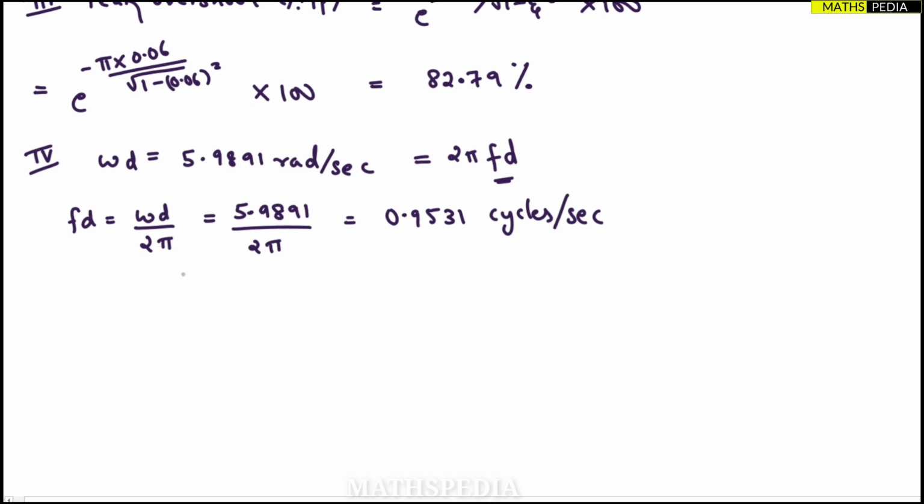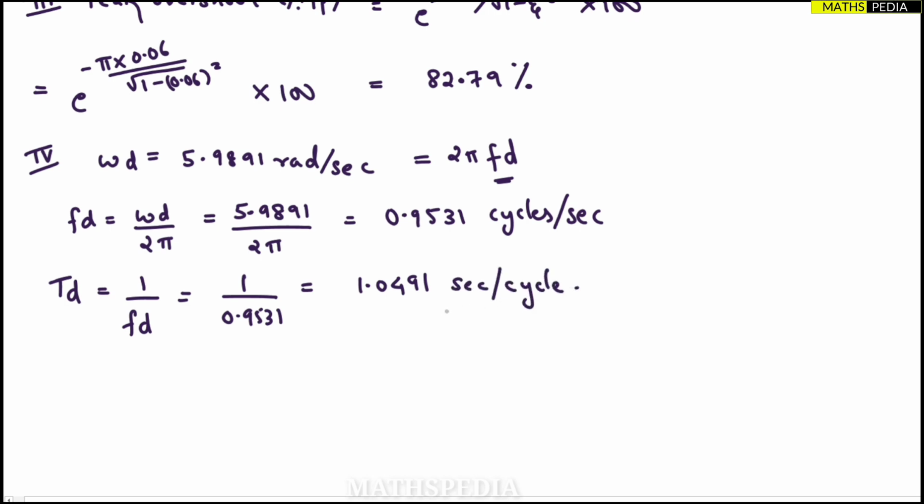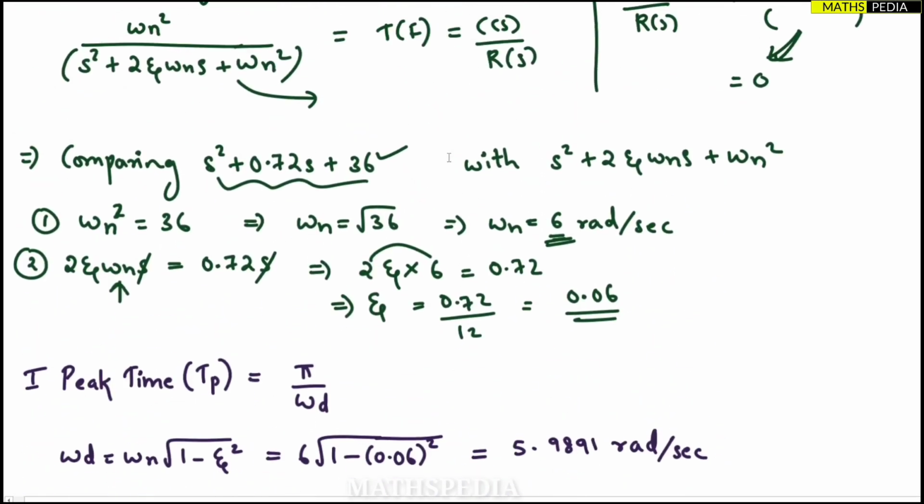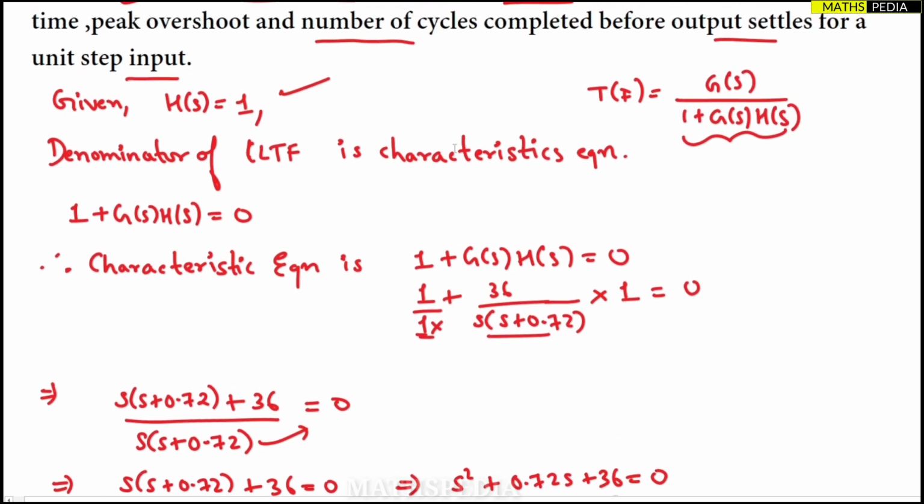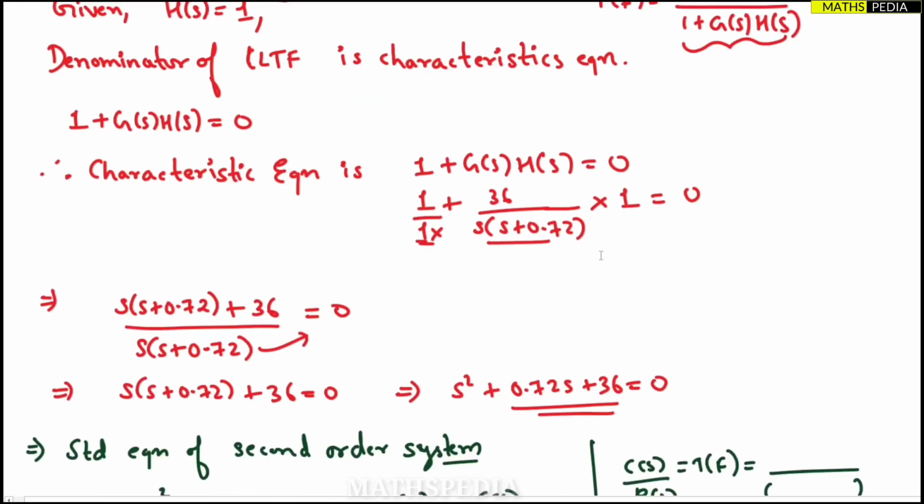Now what will be the time for 1 cycle? That is given by td. Td is nothing but the reciprocal of frequency, the time period. So 1 by fd, if I do, I'll get the time period, which is 1 by 0.9531, which is equal to 1.049491 seconds per cycle. This much time period is there. Now we have to find the number of cycles before the output settles down, right?